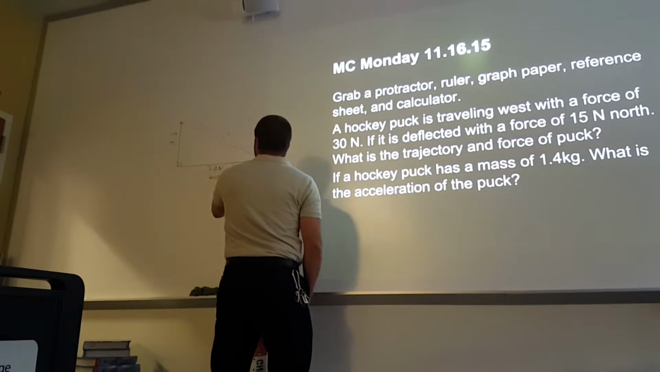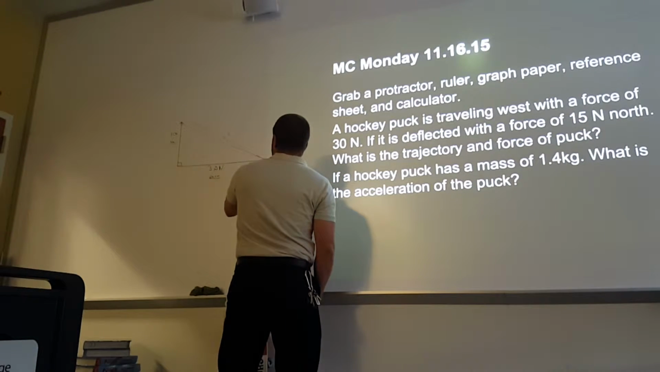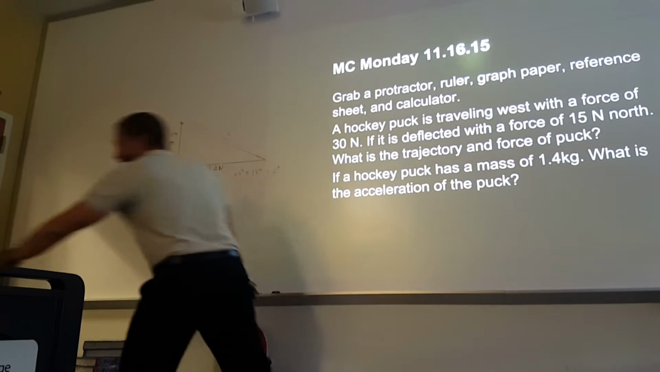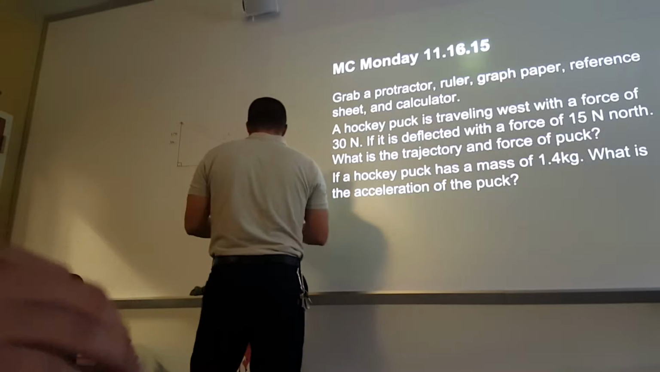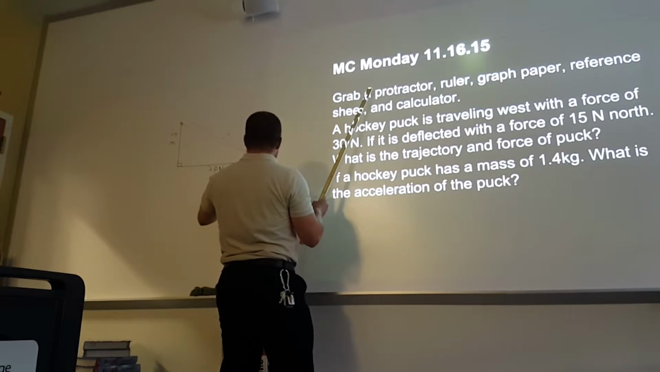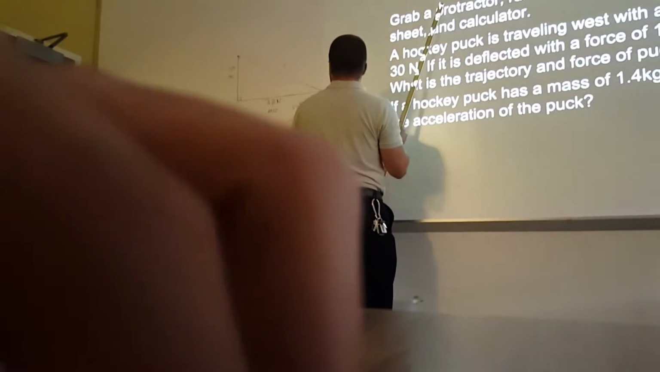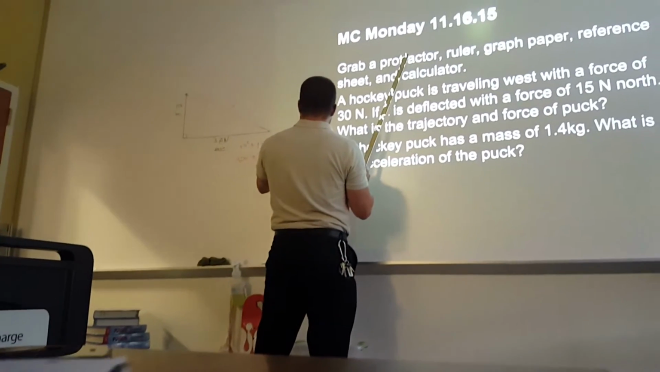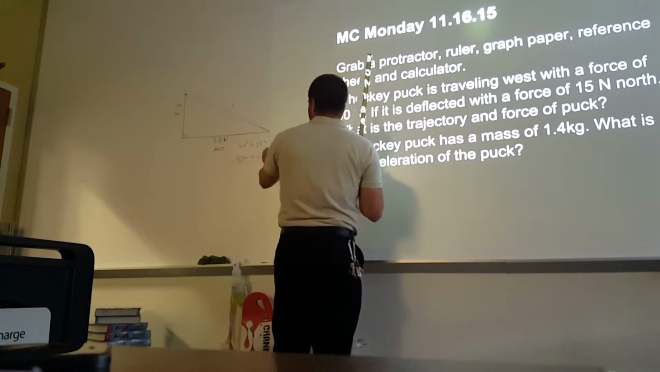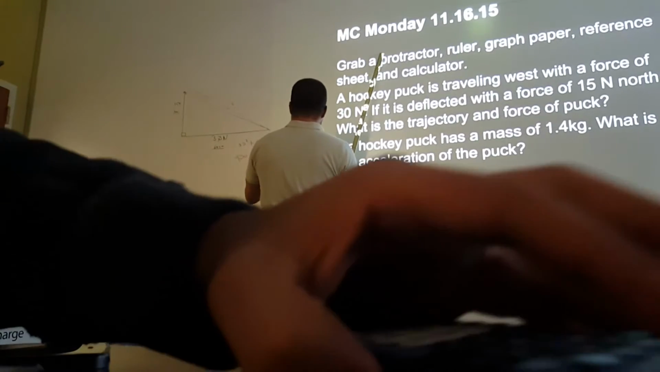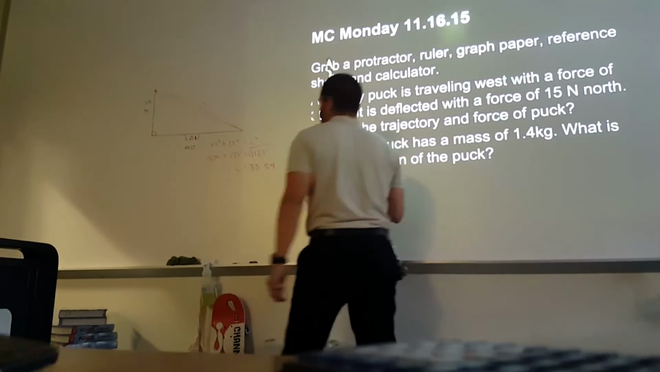30 squared plus 15 squared equals C squared. So when I do the math on that, this is going to be 900. This is going to be 225. That's going to equal 1125. Now I have to take the square root of that. The square root of that is 33.54. What are my units, guys?